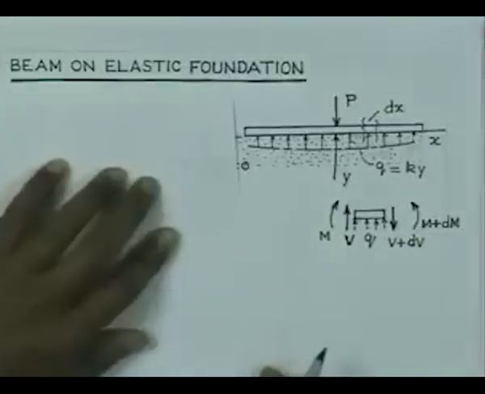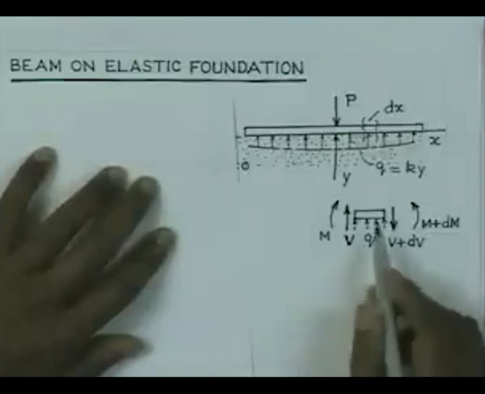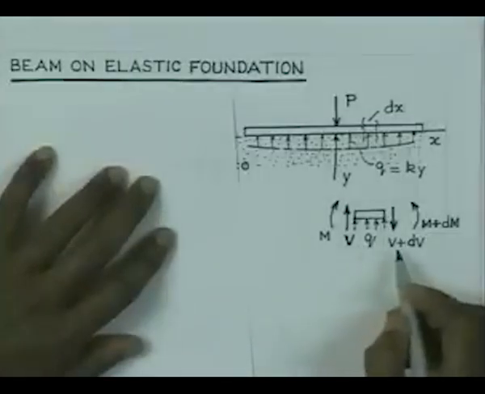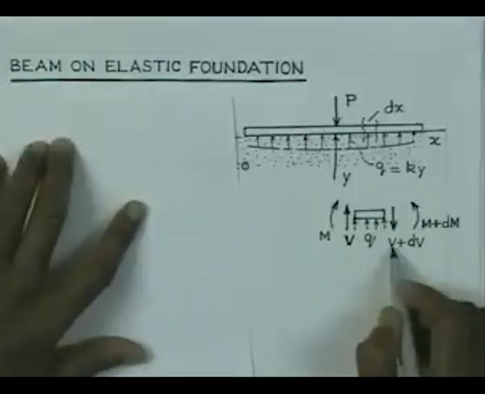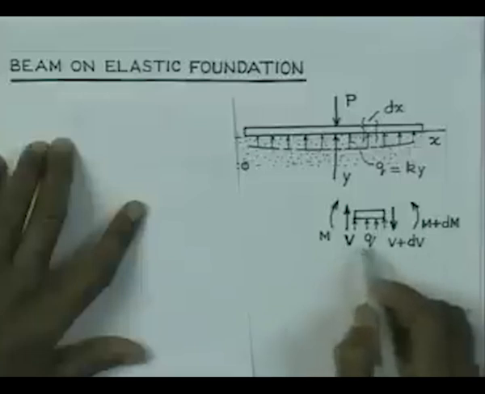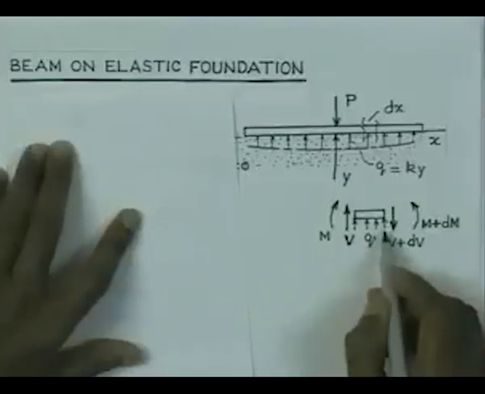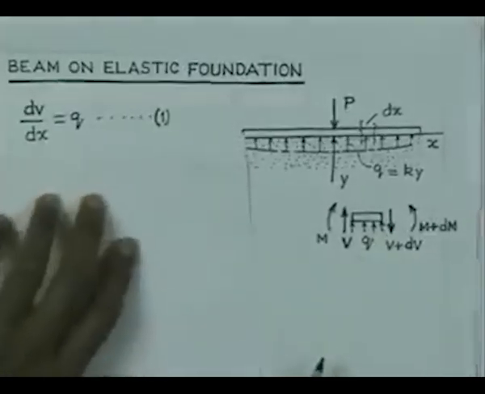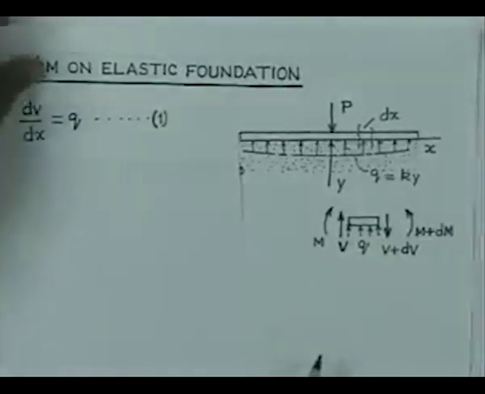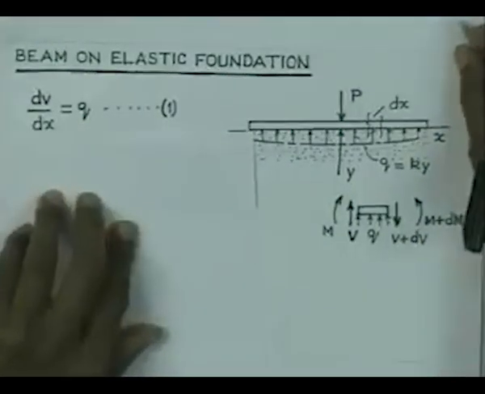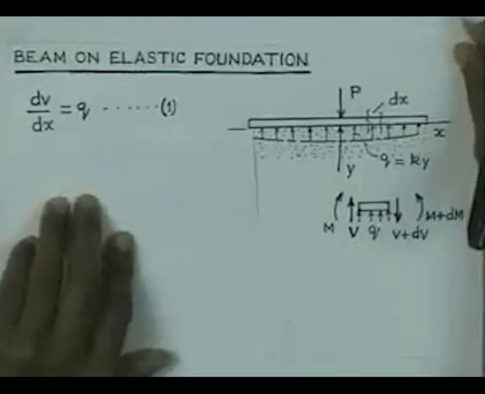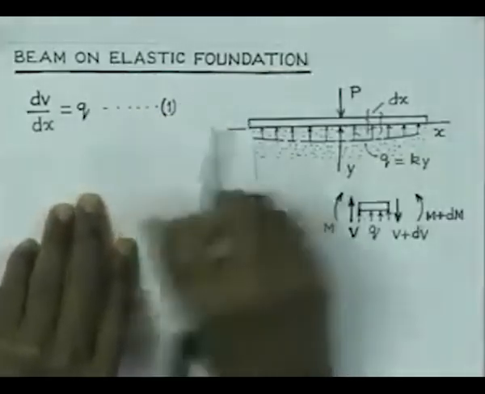If I now consider the equilibrium in the vertical direction, then you have V plus dV acting upward. Therefore, the differential is dV, and that dV is nothing but q into dx, and therefore, we have dV/dx equal to q. So, from the equilibrium consideration in the vertical direction, what we get is that dV/dx is equal to q. This is a relationship which you have also derived in your first course. The sign could be different, that is all. So, let us consider this as equation number 1.